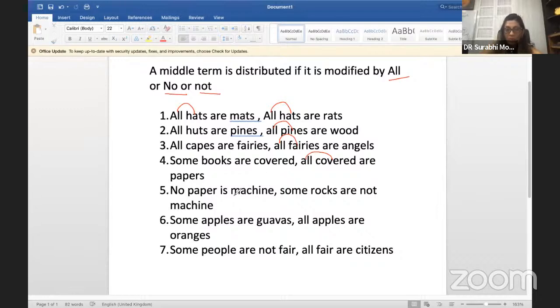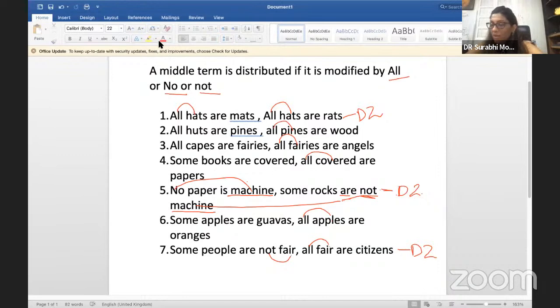Right? The middle term over here is machine. It is written with not. So it is distributed once. And here it is written with no, it is distributed once. So it's distributed twice. I'll tell you the meaning of no later. Apples is distributed once. Fair is distributed twice. It is written with all as well as no. Rest are distributed once. If this is clear, give me a thumbs up, everyone.